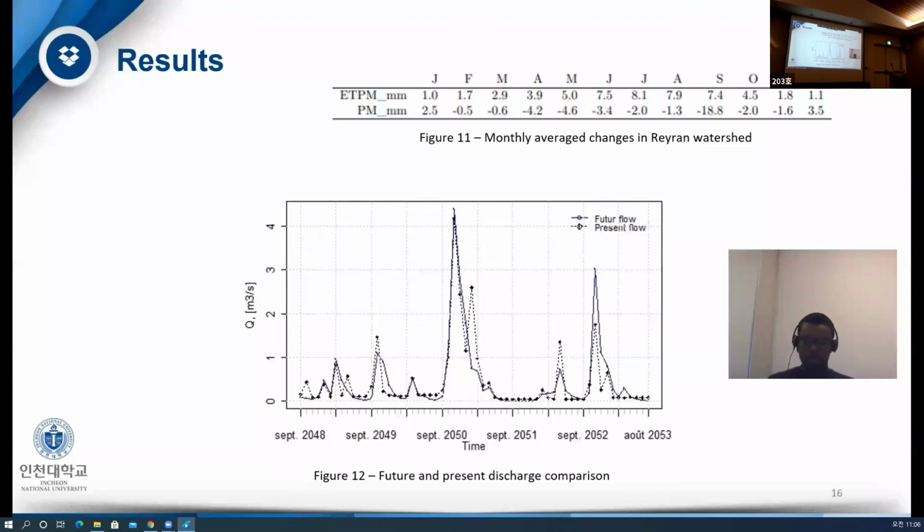So now, after implementing this new set of changes, I obtained this specific graph comparing the future and present discharge from the results of the GR2M model. And as we can see, the two graphs are similar. However, the peak of the future flow is higher than the one from the present flow, especially here in September.